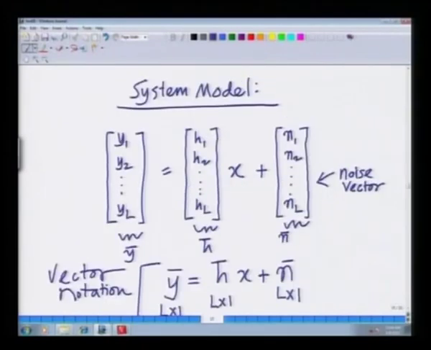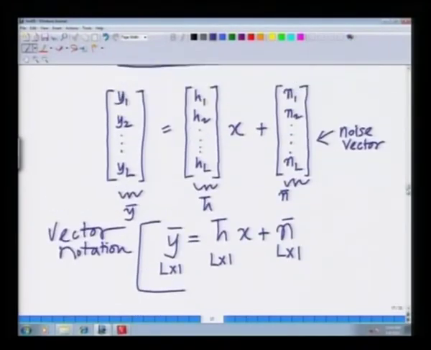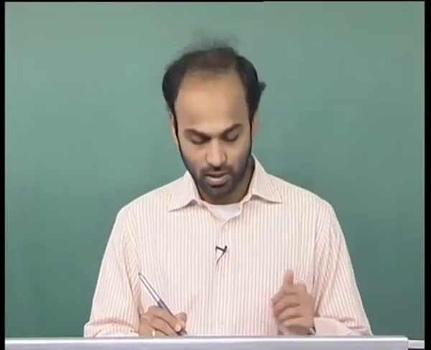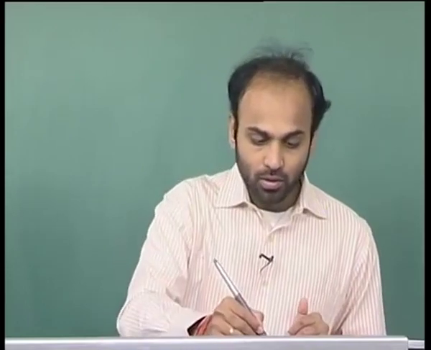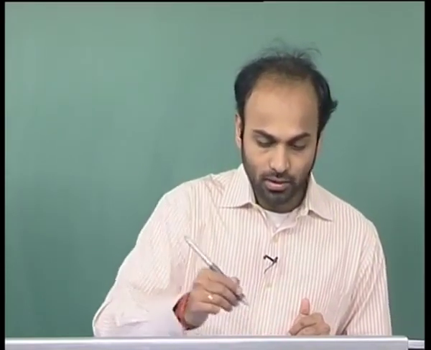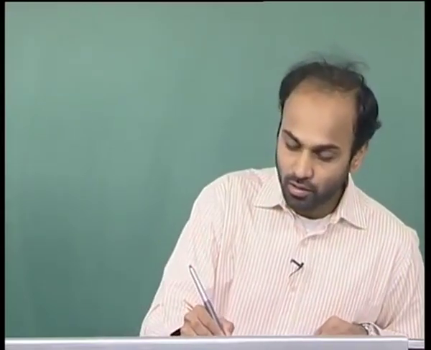We said we can represent this in vector notation. More specifically, I can represent Y1, Y2, YL as an L dimensional vector, H1, H2, HL as another L dimensional vector, and N1, N2 up to NL as another L dimensional vector N bar, and hence the net system model is Y bar equals H bar X plus N bar. So, with this we will go into today's lecture, in which we will analyze the performance of this receive antenna diversity system.